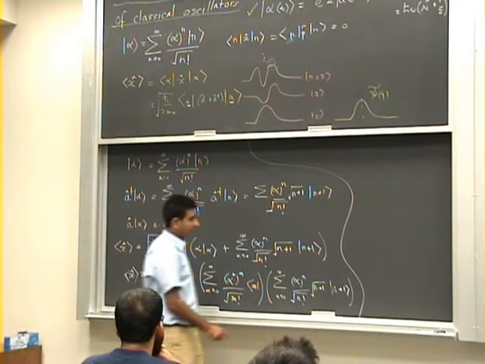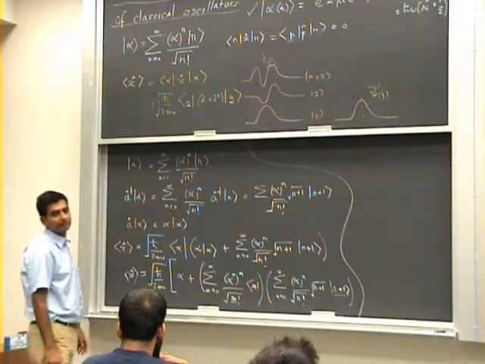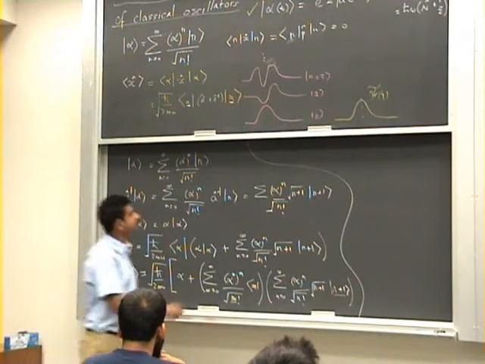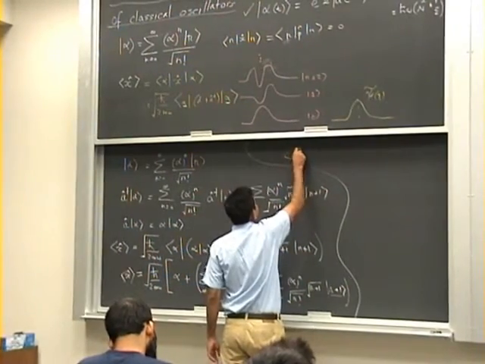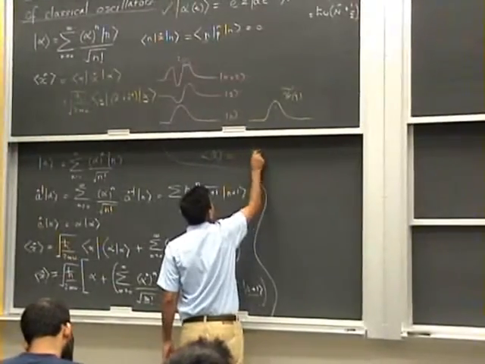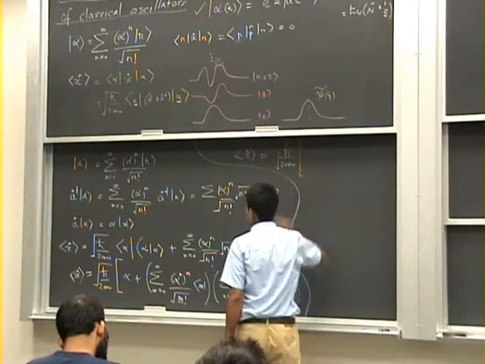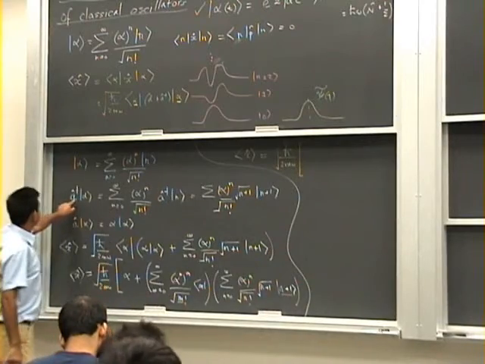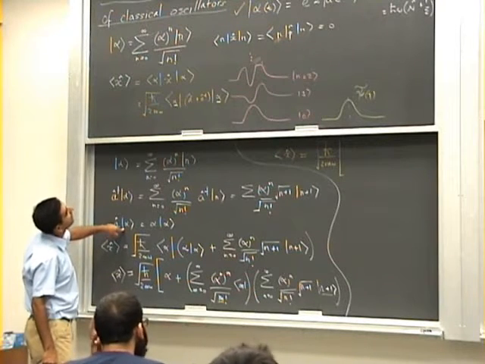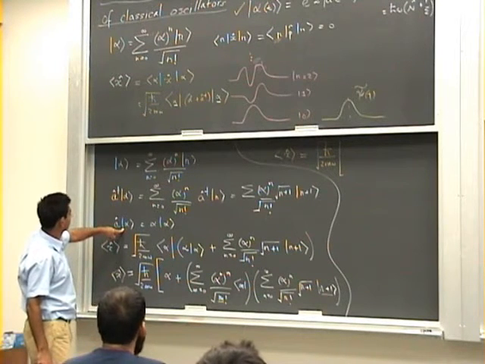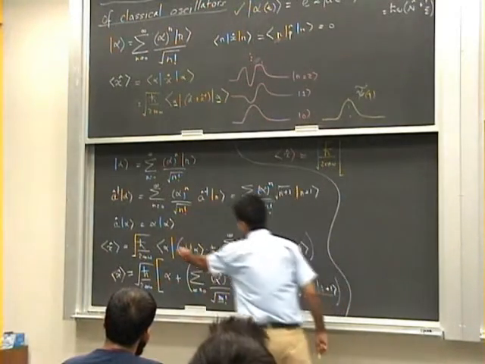Only exist when m equals n plus 1. Right? So you can work this out. Expectation value of x is the square root of h bar over 2m omega. Now this is the creation operator acting on alpha. This is the lowering operator acting on alpha. Right? So this turns out to be, that's why this is alpha here.